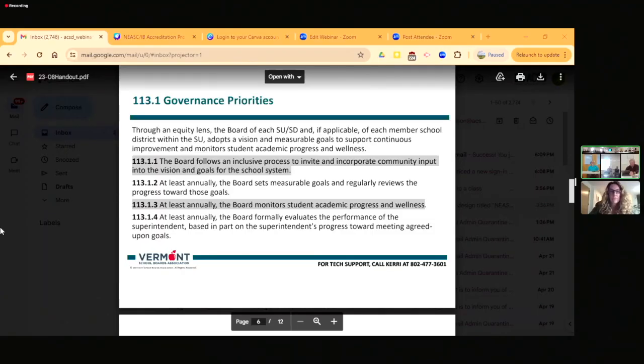So, at least annually, the board sets measurable goals and regularly reviews them. You figure out the goals. You figure out what regularly means. But it's a good idea to have some goals and to look back and figure out if you're hitting those goals. So those are the standards. We decided priorities, protocols, and processes were the 3 main buckets, overreaching and then narrowing down the focus of what a school board would want to do.